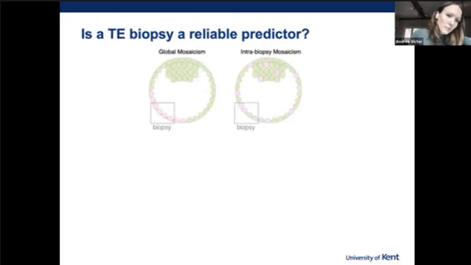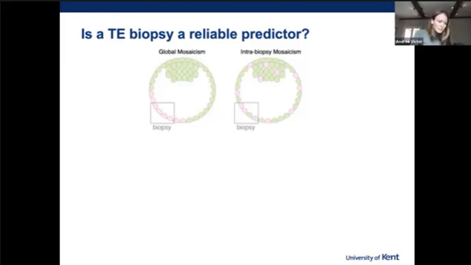So is a trifecta biopsy a reliable predictor of the remaining embryo? And this is obviously a hugely important question. So we know that a blastocyst biopsy is taken from a random sample of trifecta tissue, which is destined to become a placenta. So when talking about mosaicism and the ability of Pgta to detect it, it's really important to review these two scenarios, global mosaicism and intra-biopsy mosaicism.